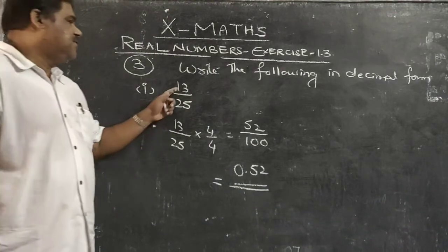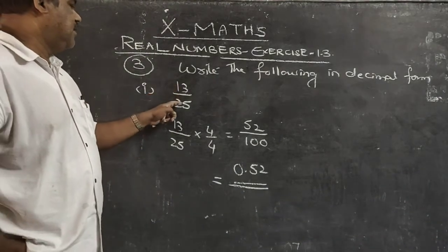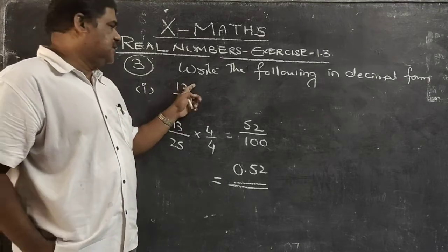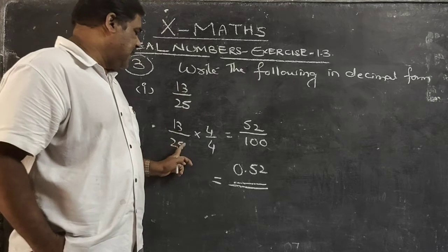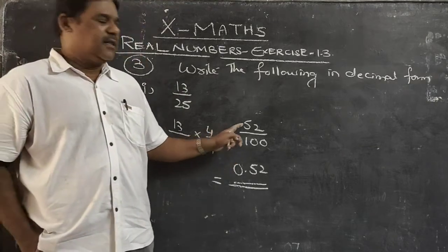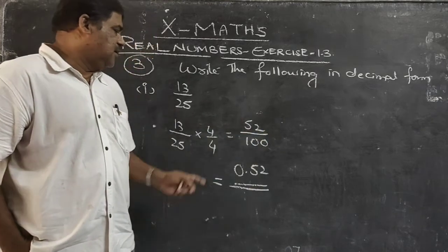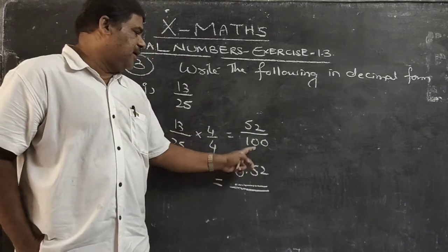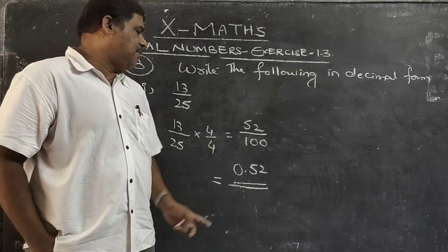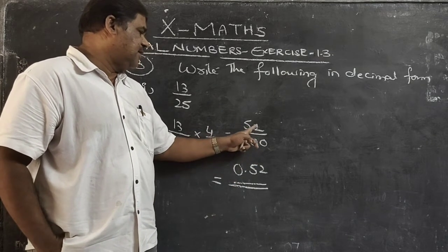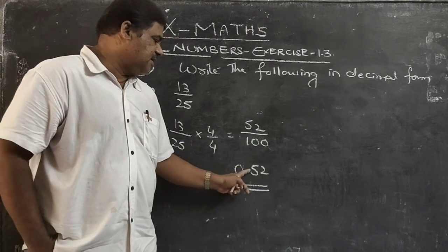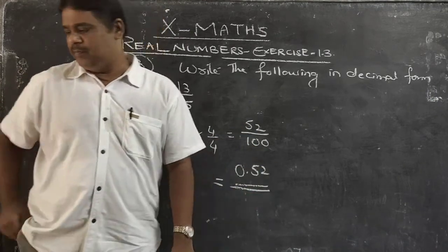So one method is we divide the numerator by the denominator and write in decimal form. The second method is we make the denominator a multiple of 10, that is 10, 100, 1000, 10,000 like that. Then we can write the decimal form. If two zeros are there, after 2 digits from the left side you have to keep the point. So here 2 digits are there. So after 2 digits let us keep the decimal point. So the answer is 0.52.